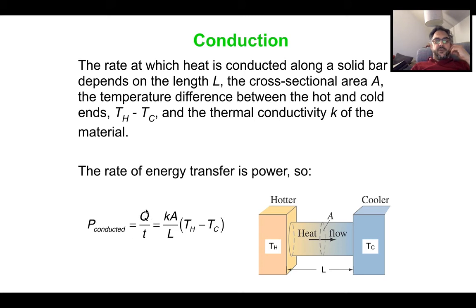The energy transfer is the heat per unit time, and we use P to talk about power because it's an energy per unit time. And that's equal to the area, so the bigger the area, the bigger the heat transfer, divided by the length. So the longer the length, the lower the heat transfer, times the temperature difference. So a bigger temperature difference will give you a higher heat transfer. And then this K constant depends on the material. So the K constant is the conductivity of the material.